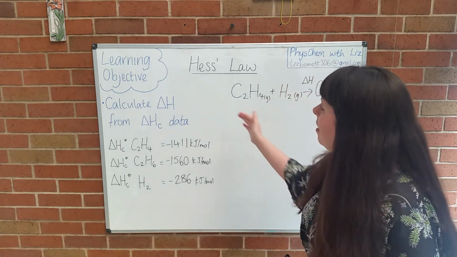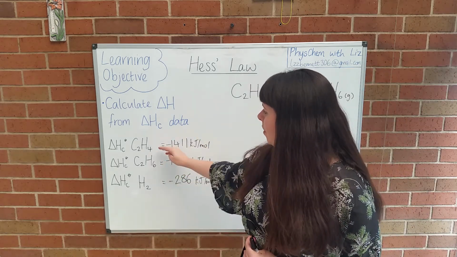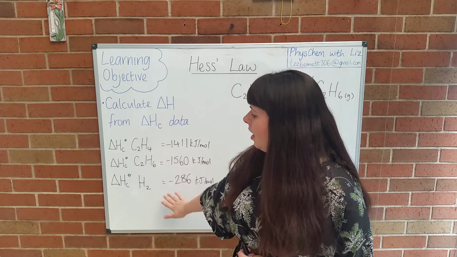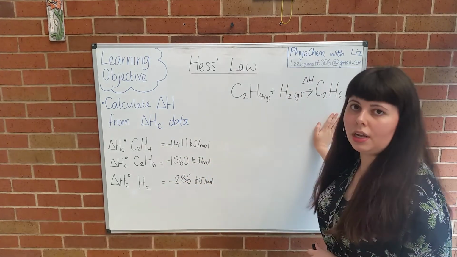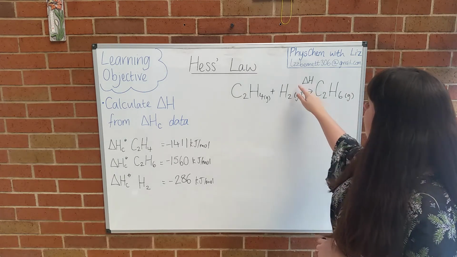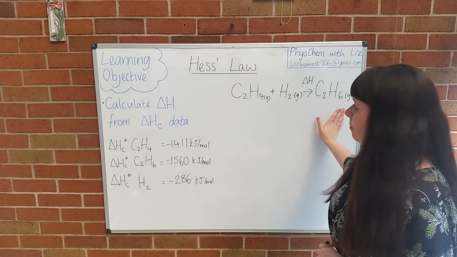So here we have some enthalpies of combustion for different molecules. So we've got ethene, ethane and hydrogen, and we're given this balanced equation in the question. And what we want to calculate is the energy change on getting from here to here.